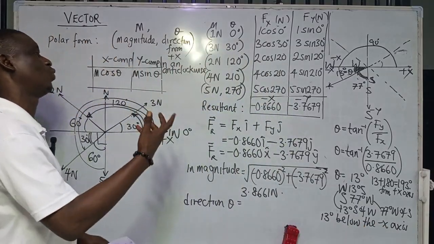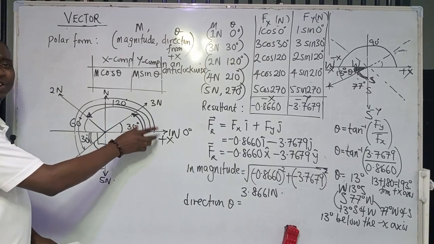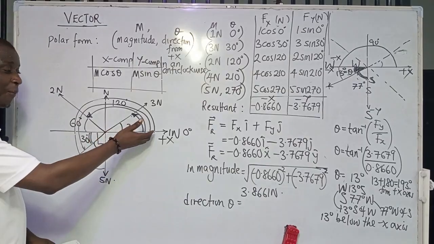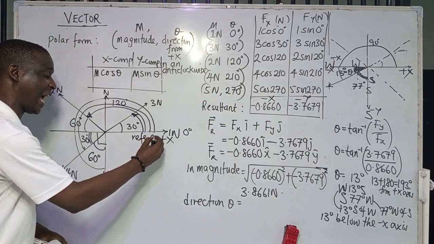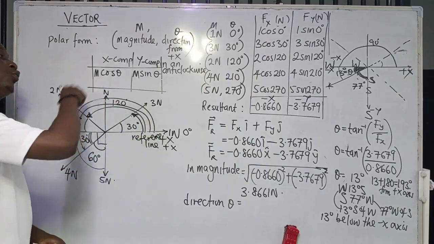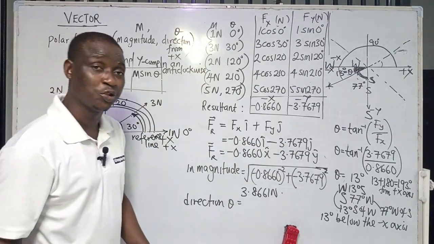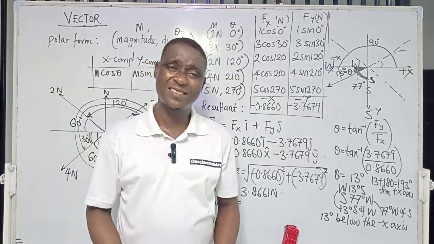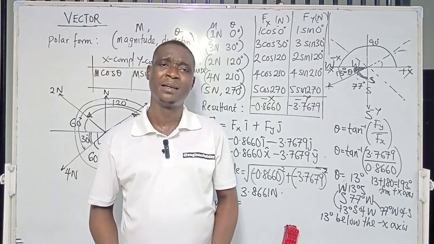So these ones are very important, that you know you measure your angle from the positive x-axis, which means that our reference line is the positive x-axis, taking anti-clockwise. That means all angles of a vector should be measured in an anti-clockwise direction from the positive x-axis. I will end the part 1 here.